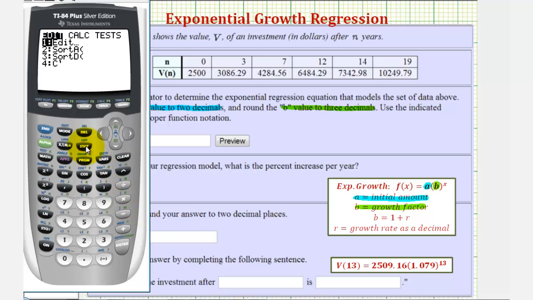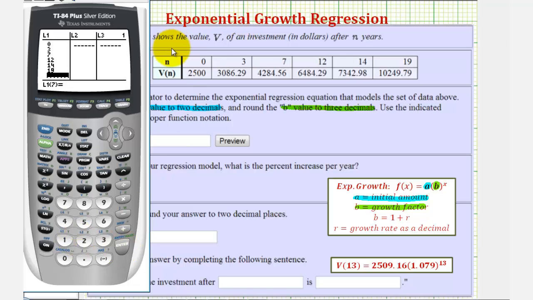So we'll press Stat and then Enter. Notice how there's some old data in L1, so if we press left and then up, we can press Clear and Enter to clear the entire column. And now we'll enter the new data. So we press 0, Enter, 3, Enter, 7, Enter, and so on.